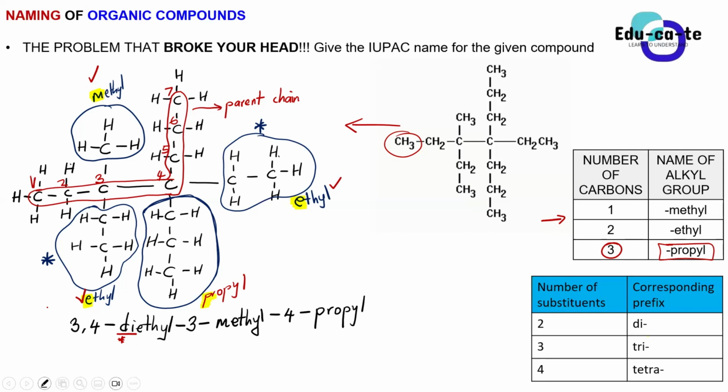What else after this? The root name. We now go to the root name, and we look at the number of carbons. We have 7 carbons in the parent chain, so that ought to be hept. Now tell me what is the homologous series to which this compound belongs. Alkane. So what must I write? Heptane.